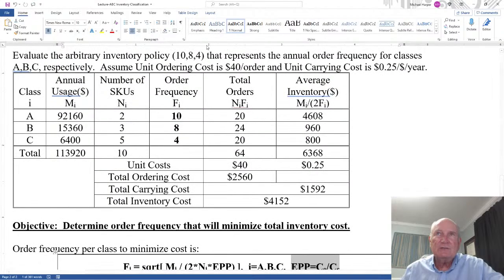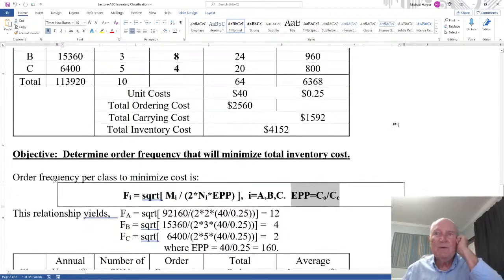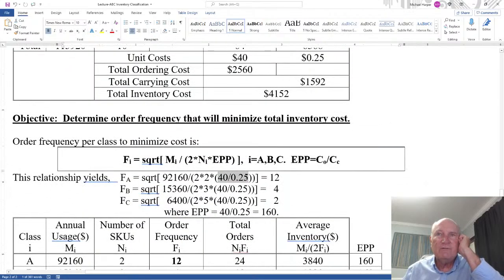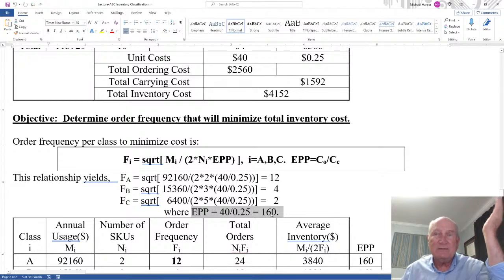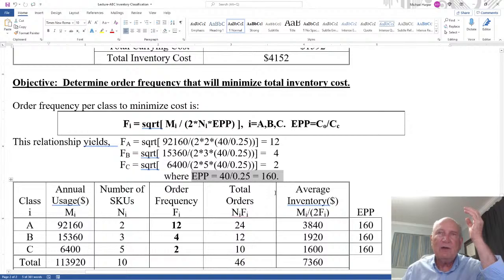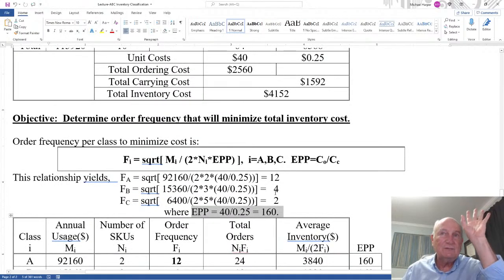We notice the ordering cost is 40, the carrying cost is 25 cents. Well, that ratio of 40 to 25 is called EPP. That turns out to be something called the economic part period. And actually, it's the economic monetary period. We're talking about dollars, not parts. But down here below, I will derive that and show what that means in a minute.